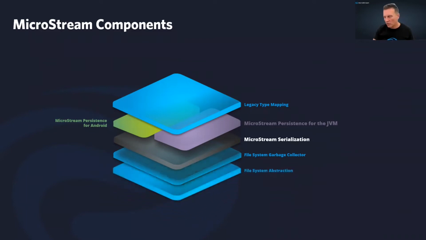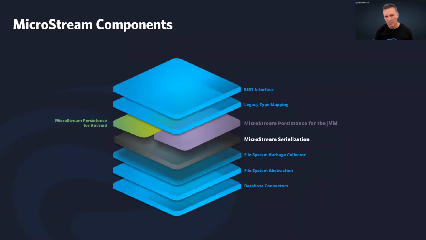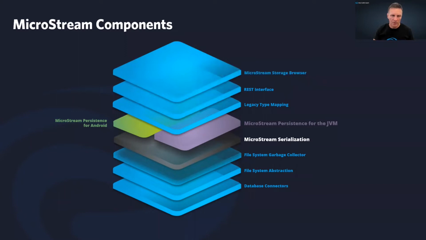We have file system abstraction, which means you can run MicroStream in a container while the storage is outside of your container. Storage can be in a blob store, as I mentioned, in a database, wherever you like. We have database connectors, of course. We have a REST interface that gives you access to the binary storage data. It's for development purposes. And we have this MicroStream storage browser. It's a graphical user interface that allows you to browse through your storage data.